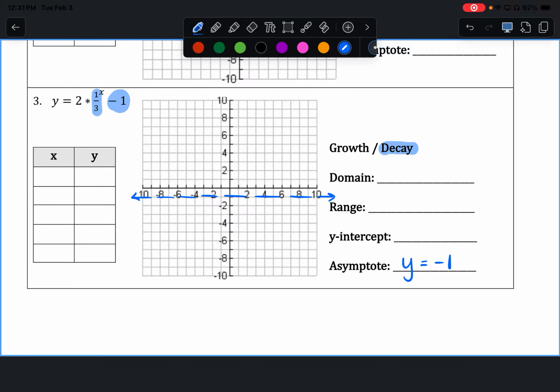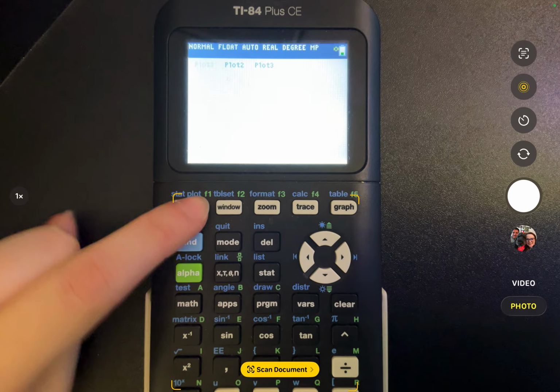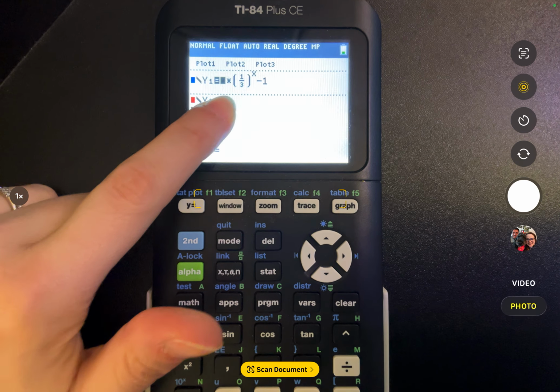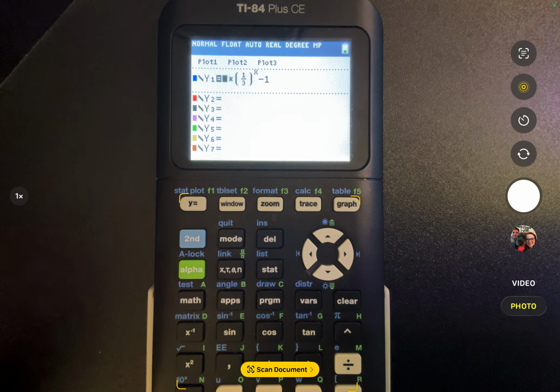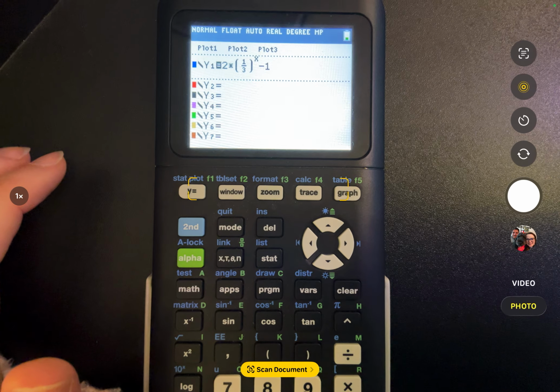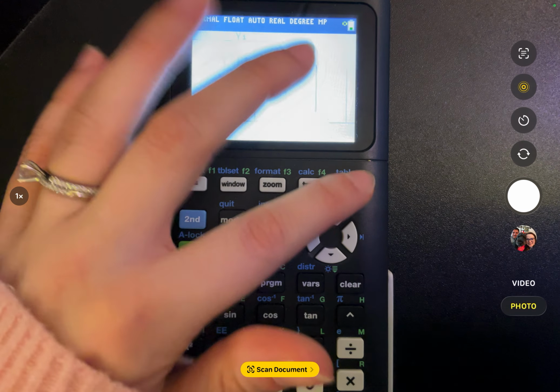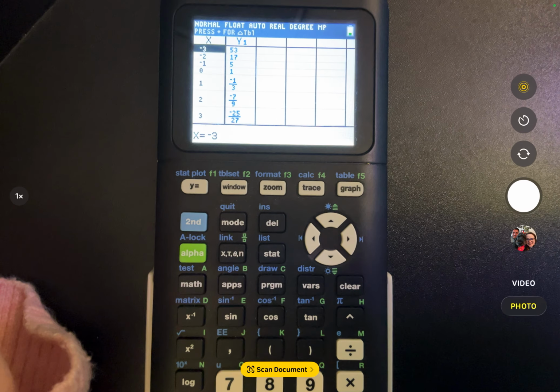Now, I'm going to recap how to use our calculators to make the table. Okay, so what we're going to do. What button do I click first? Yep, okay. And if there is an equation there, you can clear it. Then you type it in just like it appears. So we will type in 2 times 1/3 to the power of X minus 1. And once you have that, what do I press? Second graph. And it gives us the table. Okay?